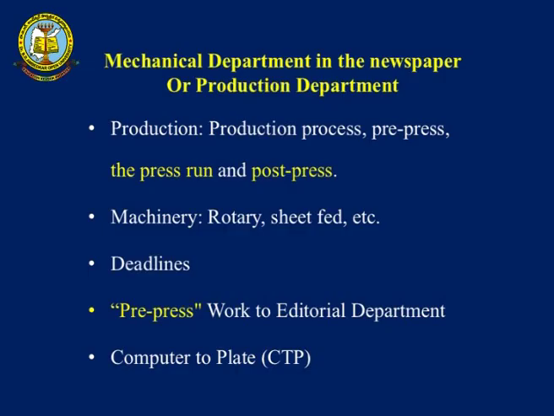Invariably they have color printing machines, especially rotary, and they are reel fed. Which means you have big rolls of newsprint which are mounted onto the machines, and these machines print maybe 60,000, 70,000 copies per hour.